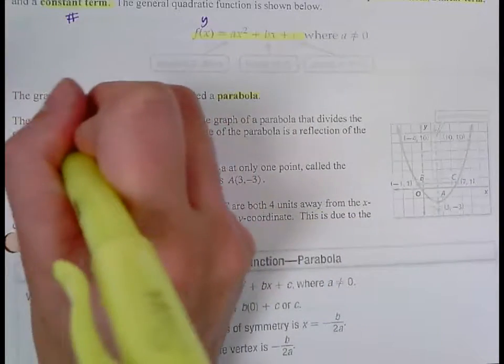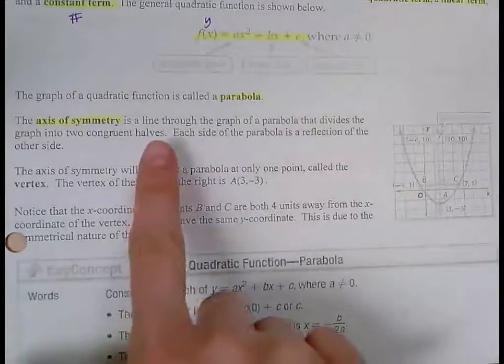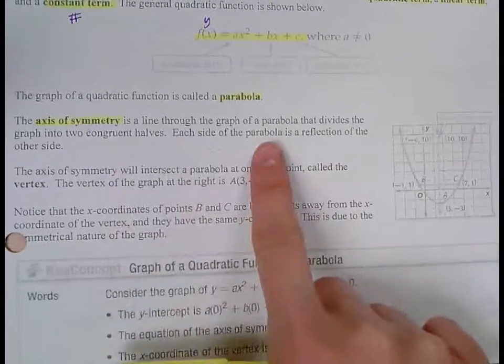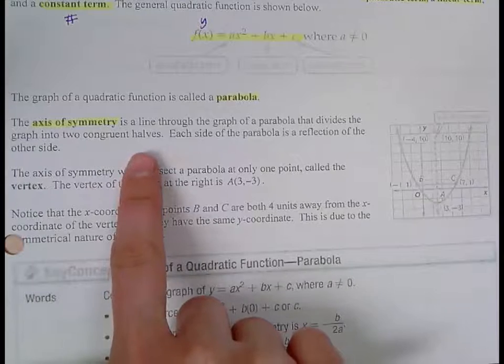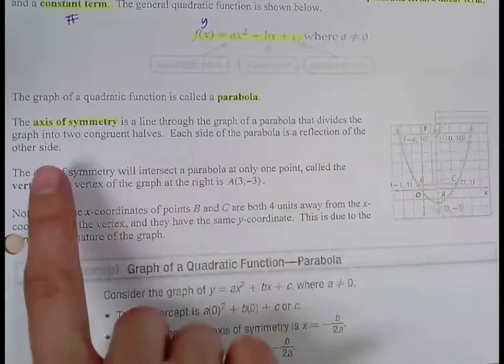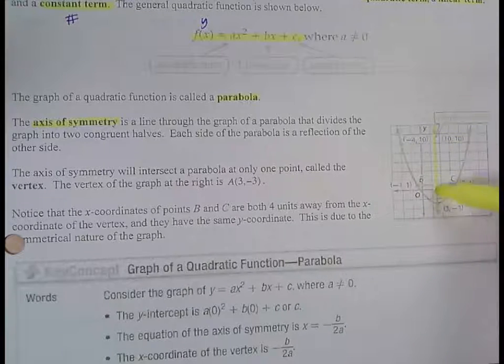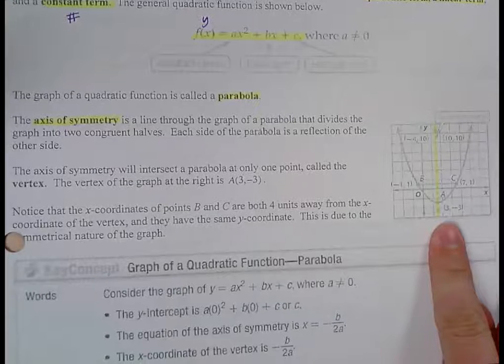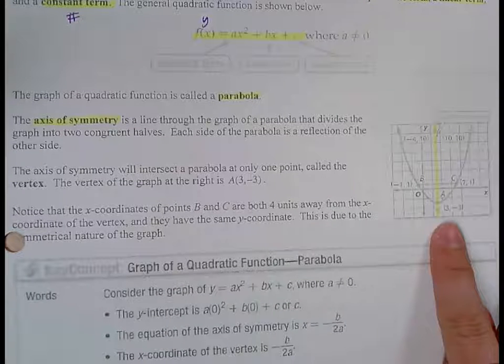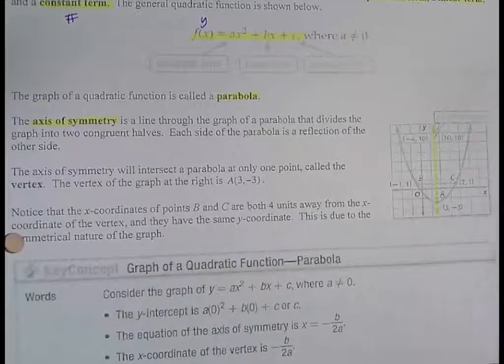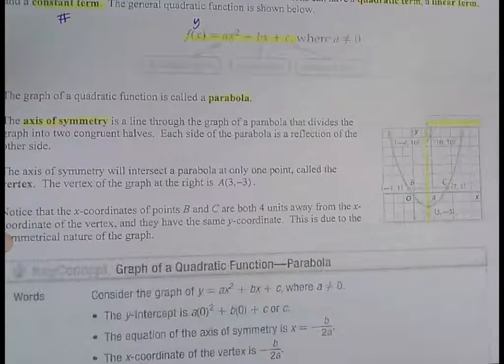So all parabolas have an axis of symmetry, and this is a line through the graph of a parabola that divides the graph into 2 congruent halves. So each side of the parabola will be a reflection of the other side. So on this graph that's given at the right, the axis of symmetry, we typically draw in as a dashed vertical line. It's not part of the parabola, it's just used to help us graph the parabola. So that's the axis of symmetry. You can see we could reflect the left side over to the right or the right side over to the left, but along that line it is symmetrical on either side.